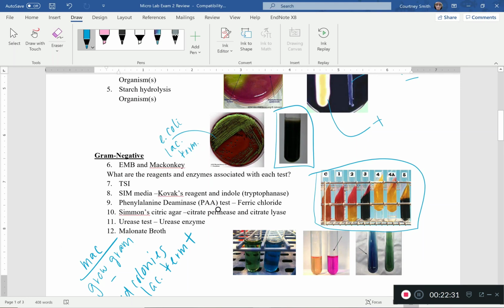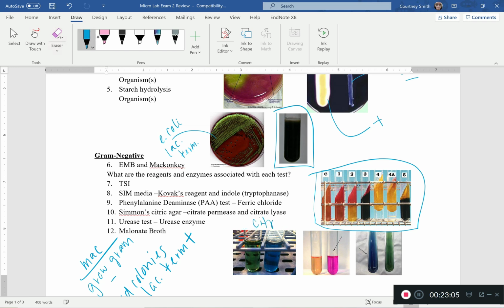We have the Simmons citrate. So the Simmons citrate test looks for specific enzymes, and those enzymes are right here, the citrate lyase and citrate permease. Or you can be lazy like me and just say citrase. So like citrase, that's completely fine. And I can't spell, as y'all know. Can't spell for the life of me.